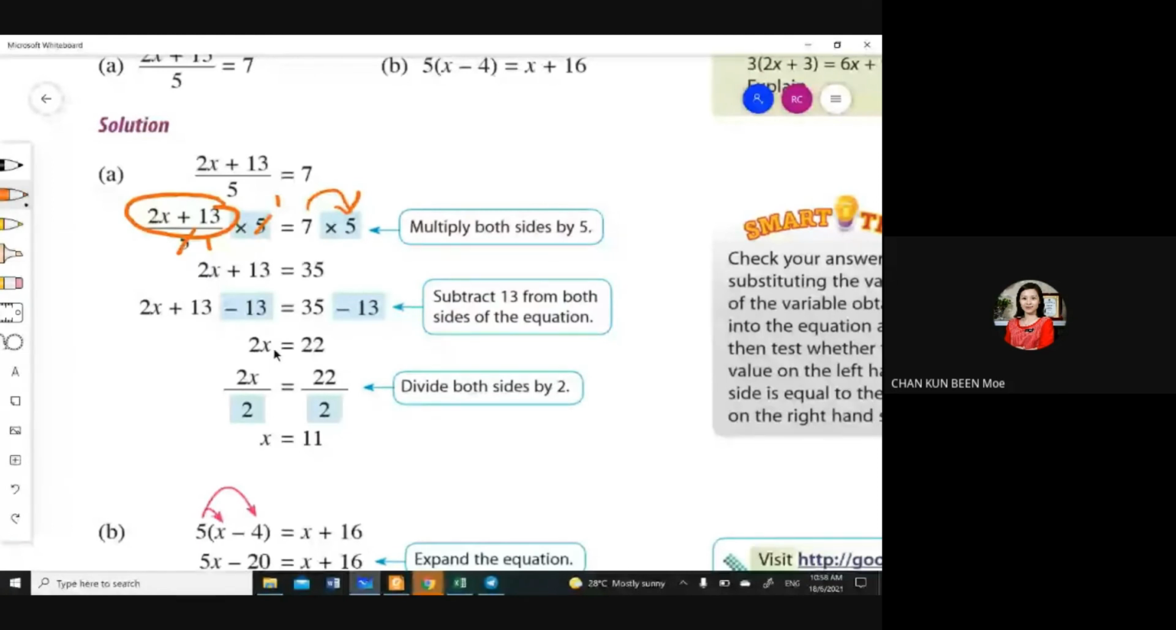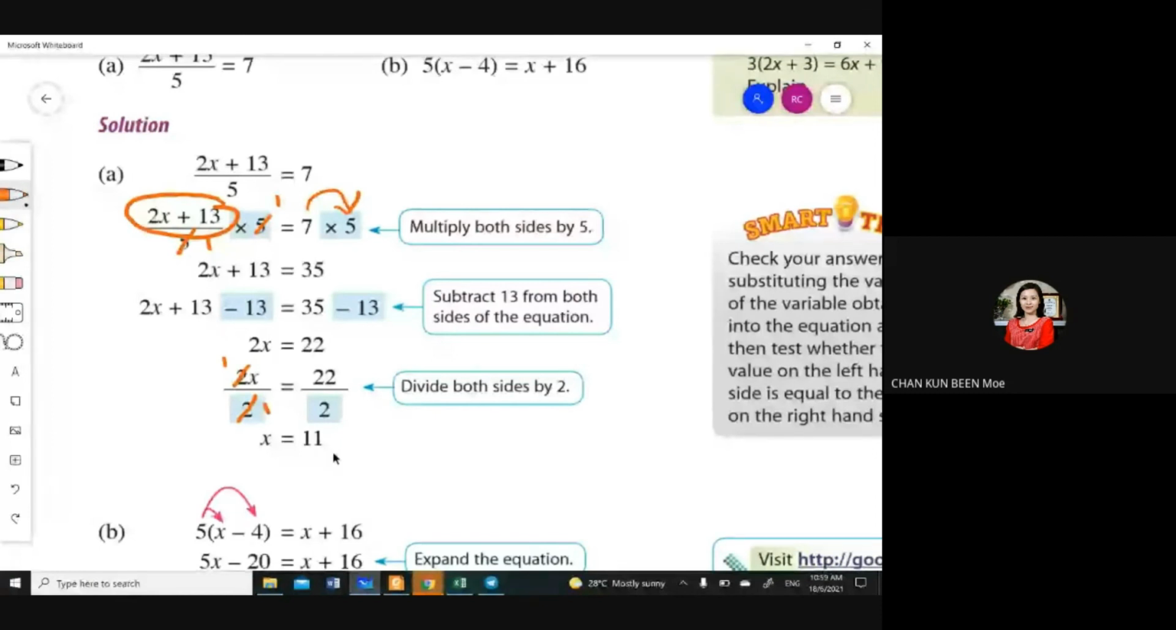Now, I want to get the value of x only. So, I have to eliminate the 2 here. How to eliminate it? I'm going to divide it with 2. I divide on the right too, so 22 divided by 2, I get 11. The 2x divided by 2, 2 over 2, the remaining is x. So we got the answer already.